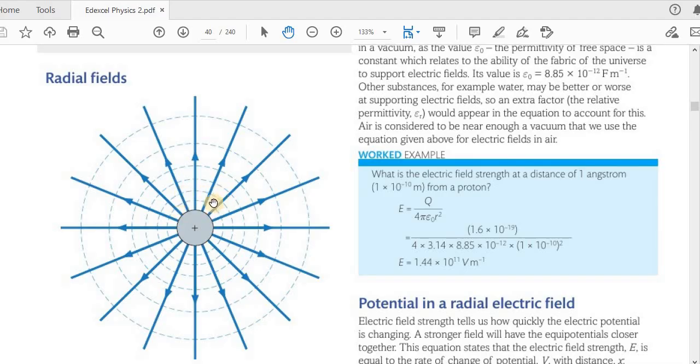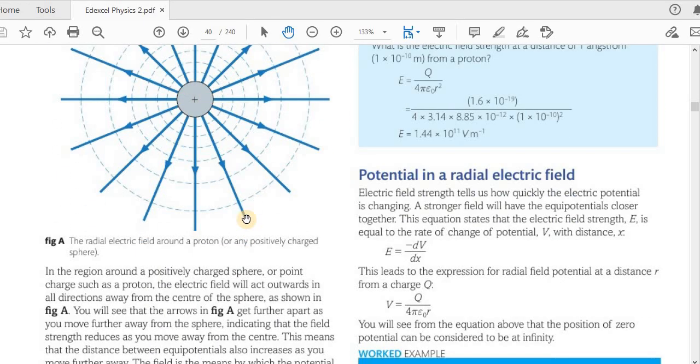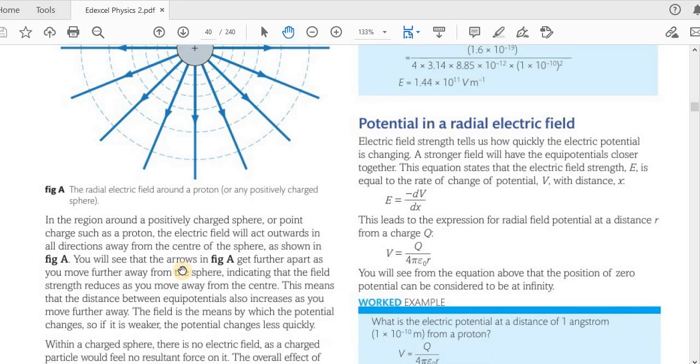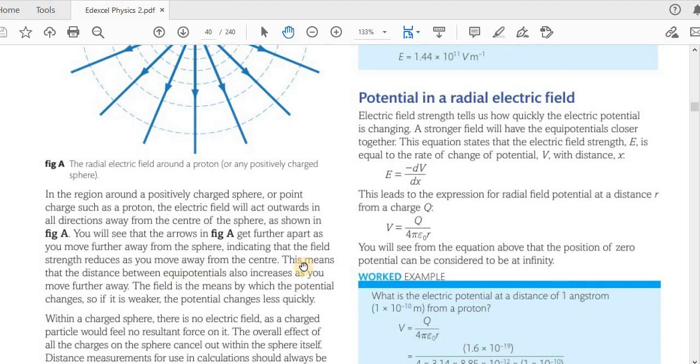So you have more field lines in a certain area here. But somewhere here, if you take the same area, you have fewer field lines. So here the field is weaker, and that's why the distance between equipotentials increases the further away you go from the center or away from the charged particle. The radial electric field around a proton or any positively charged sphere. Now there are some important points here. I will tell you what those are.